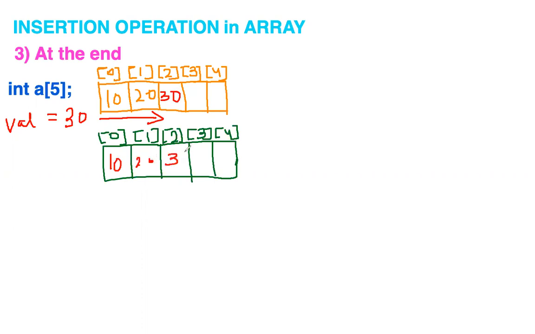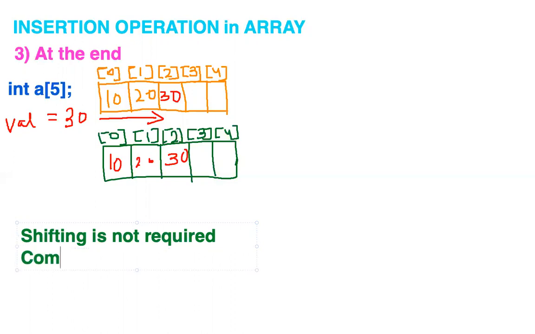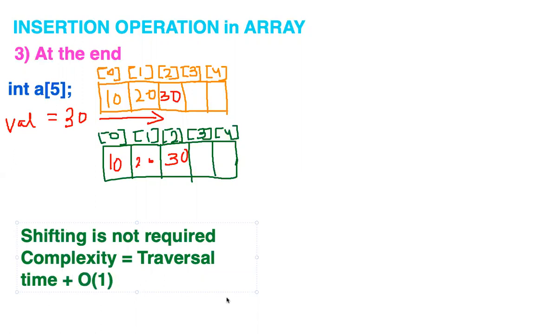So in the insertion, if you want to insert an element at the end, the shifting operation is no more required. Only searching the list, that is traversing the list, reaching the last node and putting the data is required. So the complexity in case of insertion at the end, we can define as the search or traversal time plus order of 1.